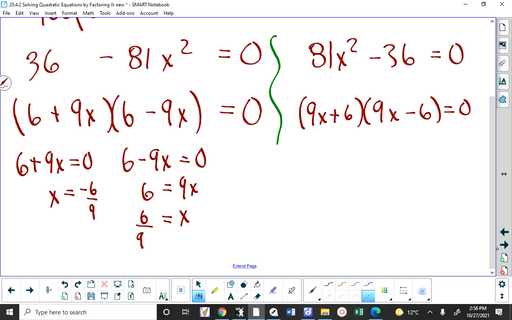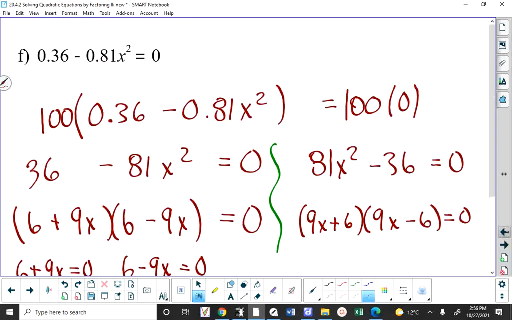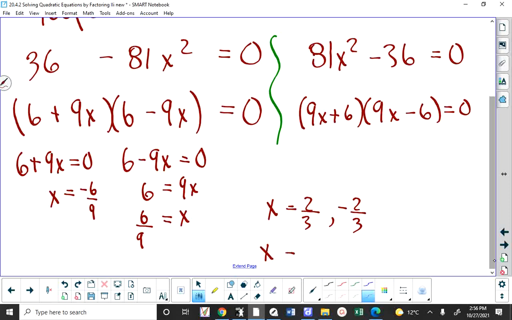So your answers here are x equals 2/3 and negative 2/3. Is G the last question? No? Okay. And we can write this as x equals plus or minus 2/3.